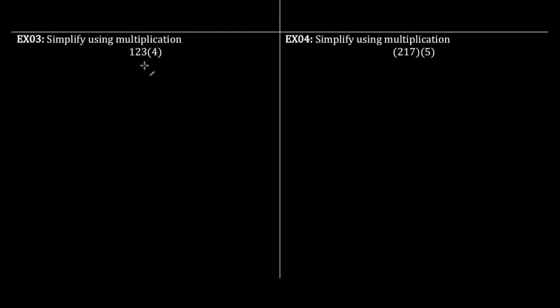So 123 times 4. So remember, the order of multiplication doesn't really matter. So I'm going to do 4 times 100, and I get 400. Then I'm going to do 4 times 20, and I get 80. I'm going to add those together. I get 480.